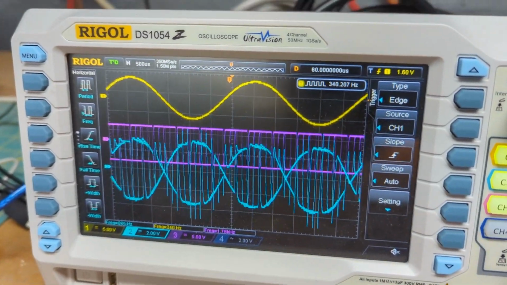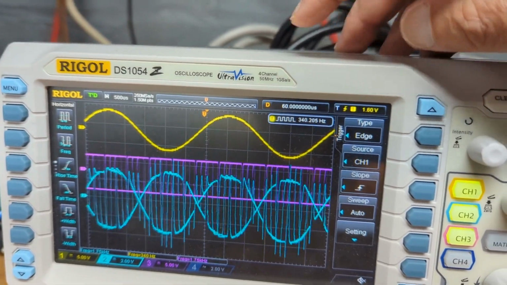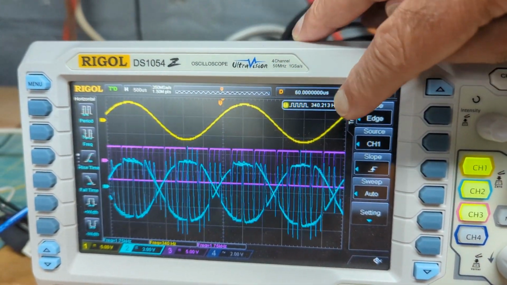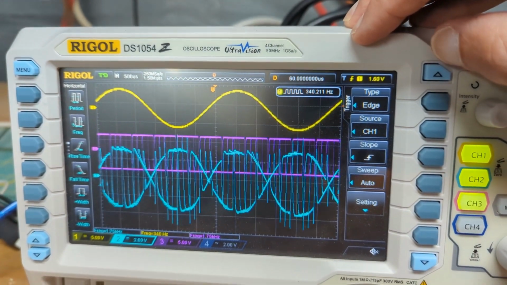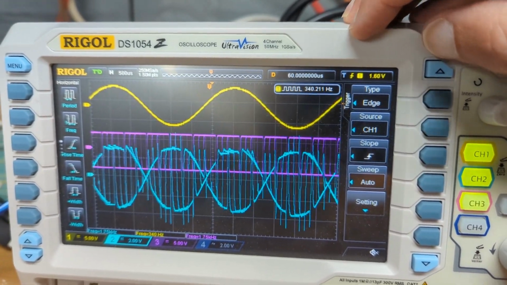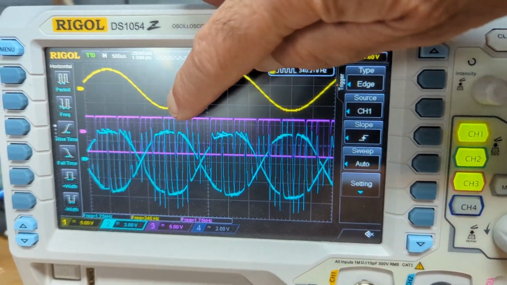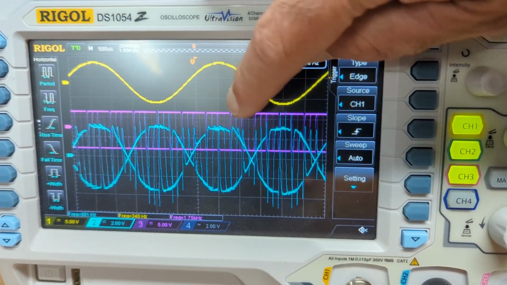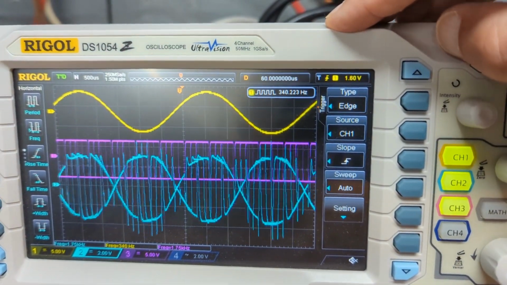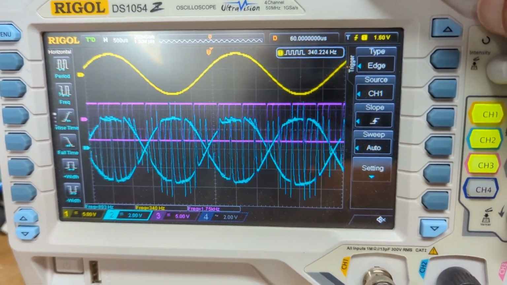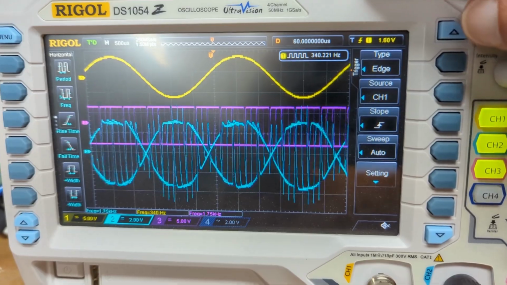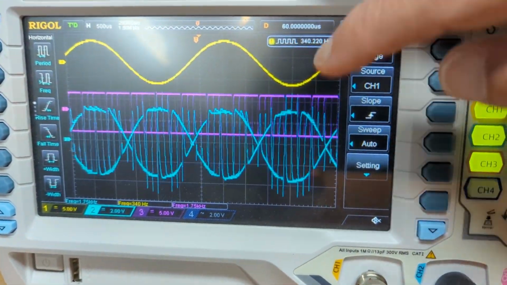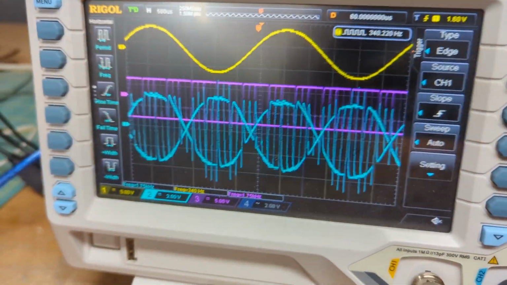Alright, so let's see what we have here. We have our signal input, which is a sine wave from one oscillator. We have our carrier, which is a little hard to tell because it's not synchronized, but it's a square wave from another oscillator. And then the output of the ring modulator is this thing here, which it's a little hard to see what's going on.